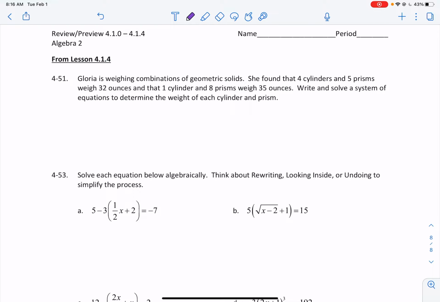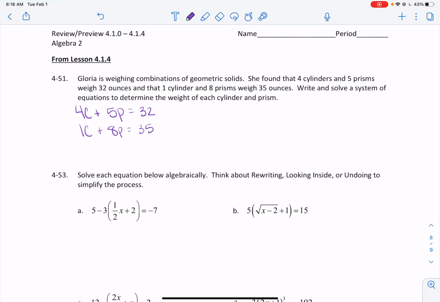Let's start with 4-51. Gloria is weighing combinations of geometric solids. She found that 4 cylinders and 5 prisms weigh 32 ounces and that 1 cylinder and 8 prisms weigh 35 ounces. Write and solve a system of equations to determine the weight of each cylinder and prism. So we see that she found that 4 of the cylinders and 5 prisms equal 32 ounces, and 1 cylinder and 8 prisms equal 35 ounces.